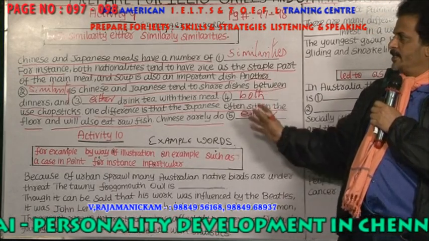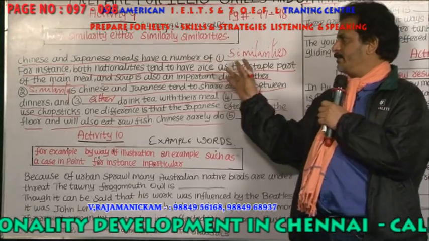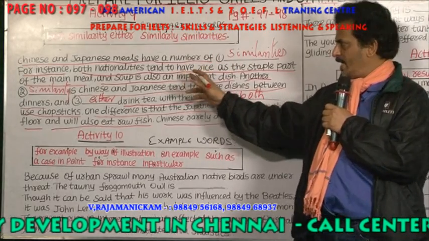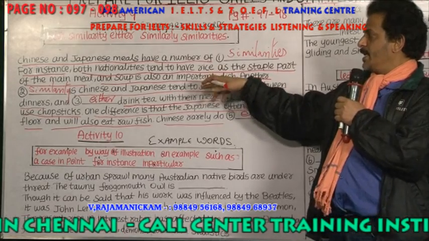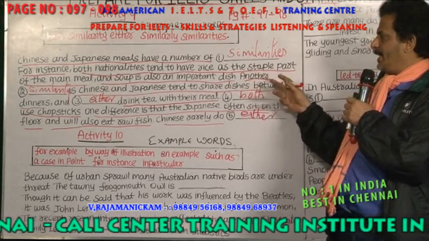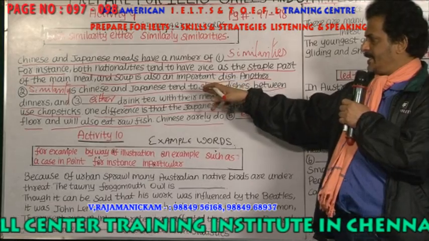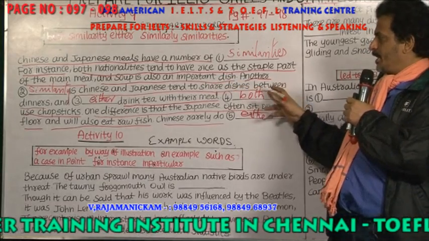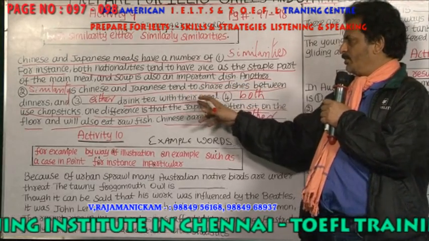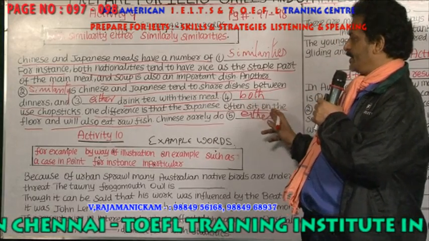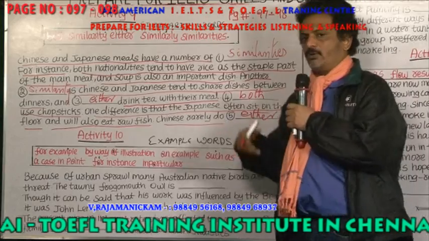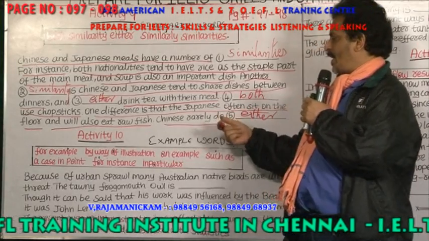So Chinese and Japanese meals have a number of similarities. For instance, both nationalities tend to have rice as a staple part of the main meal, and soup is also an important dish. Another similarity is Chinese and Japanese tend to share dishes between diners and either drink tea with their meal. Both use chopsticks. One difference is that the Japanese often sit on the floor and will also eat raw fish. Chinese rarely do either, right?